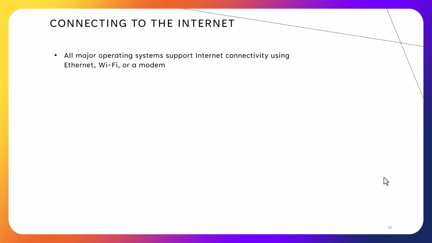All major operating systems today support internet connectivity, whether using Ethernet, Wi-Fi, or a modem. So just be aware of that. All of them do at this point.